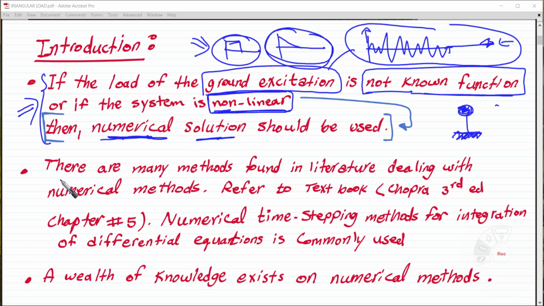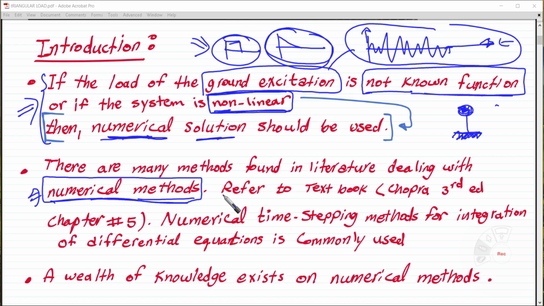Another thing is there are many methods found in literature dealing with numerical methods, and this is true actually. This course is related to dynamics or structural dynamics. It's not related to numerical analysis. So this is why I'm not going to place emphasis, and I'm not going to explain in detail what are the numerical methods that we should use for the solution of the dynamic response, because, as I said, there is a wealth of knowledge found in literature, and you can find many sources that are going to provide you with a great deal of knowledge regarding numerical methods and how to solve.